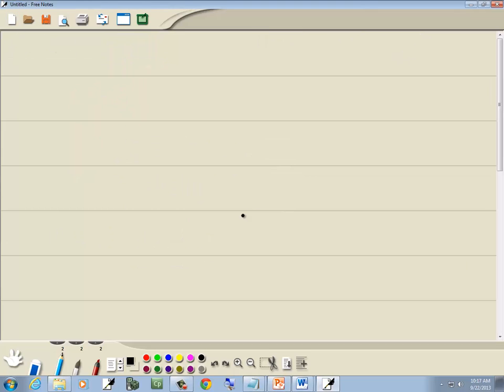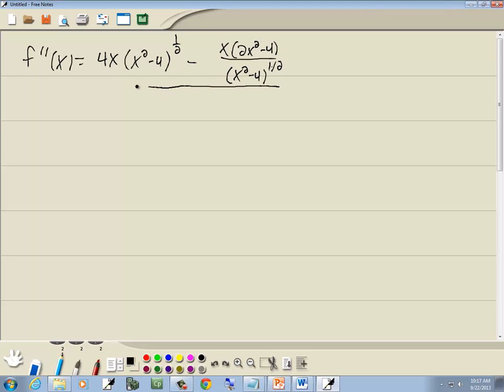Okay, so let's continue on with our simplifying. So we've got 4x times (x squared minus 4) to the 1/2, minus x times 2x squared minus 4, over (x squared minus 4) to the 1/2, all over (x squared minus 4) to the first power.